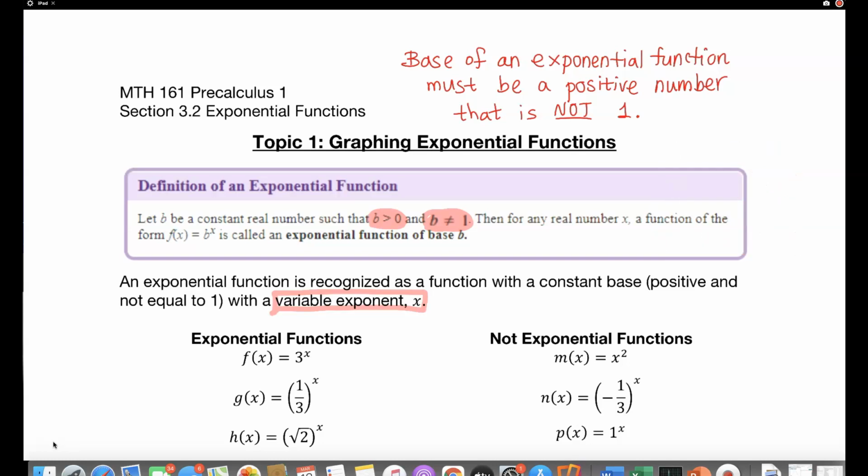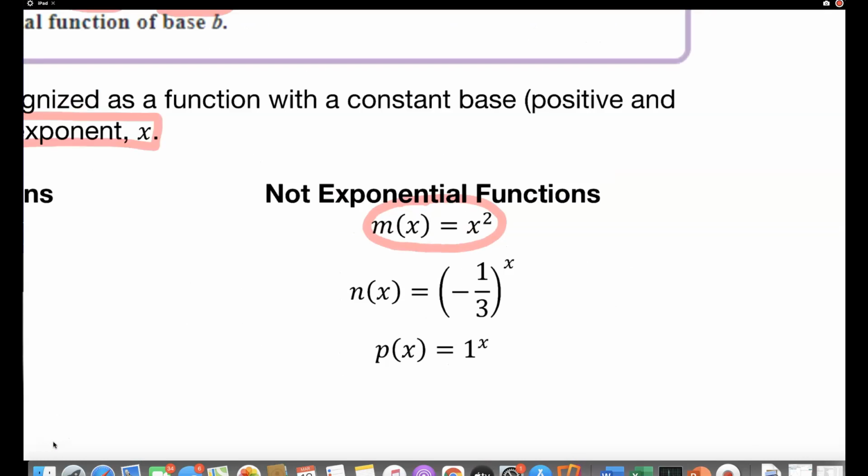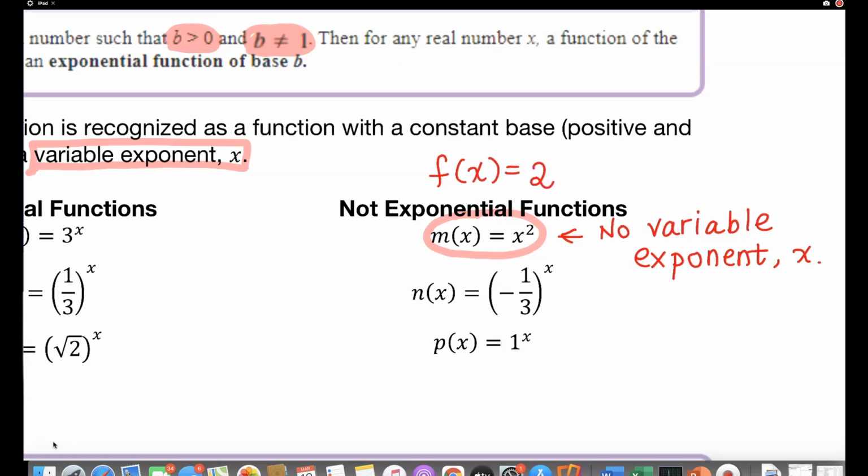Let's take a look at some examples that do not meet the exponential function conditions. Look at these 3 examples. First one, m of x equals x squared. This is not an exponential function because there is no variable exponent. X has to be in the exponent's position. You can make one similar: f of x equals 2 to the x power. This is an exponential function. But if it is x to the 2nd power, the exponent is just the number 2, so that's not an exponential function. This is actually a quadratic function.